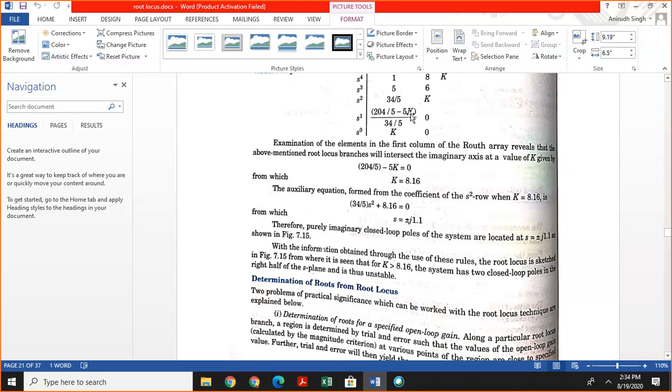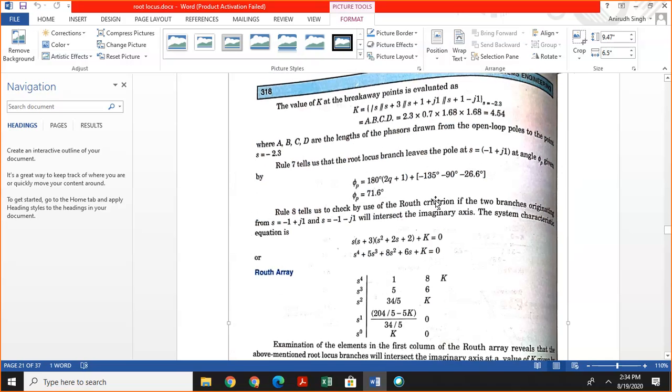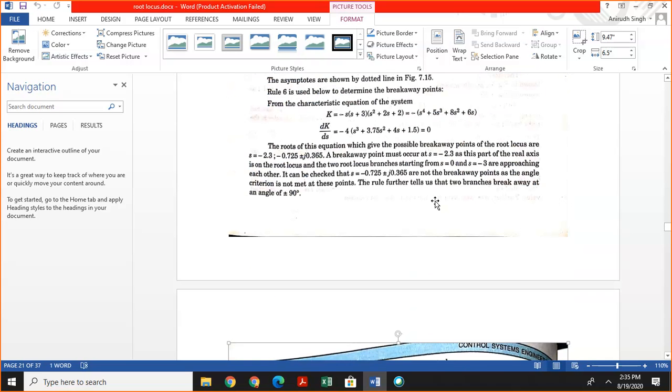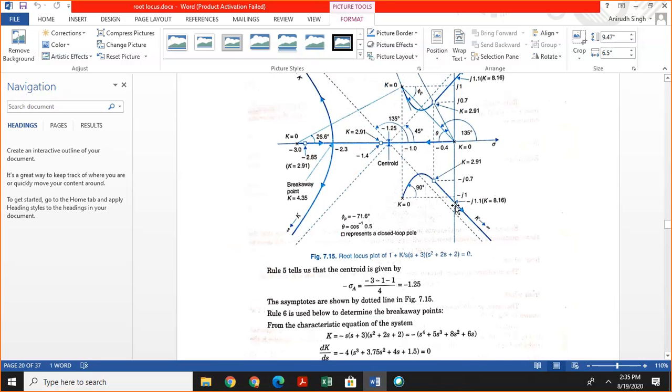And if we substitute the value of k equal to 8.16 in this equation, this row becomes 0, and we form the auxiliary equation from this row, which is 34 divided by 5 multiplied by s square plus 8.16 is equal to 0. S is equal to plus minus 1.1j. This is the calculated intersecting point, plus minus 1.1j.